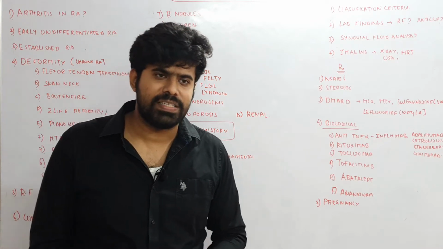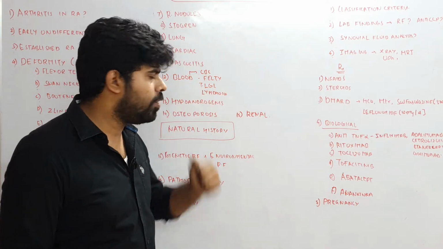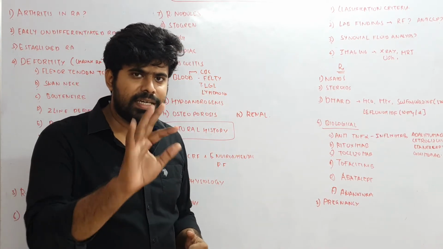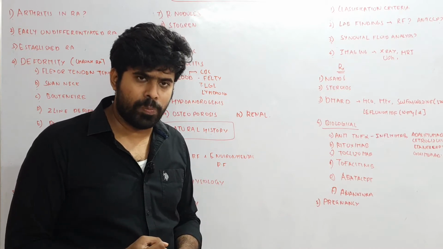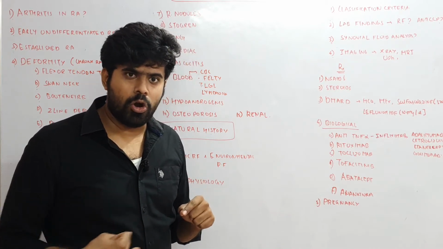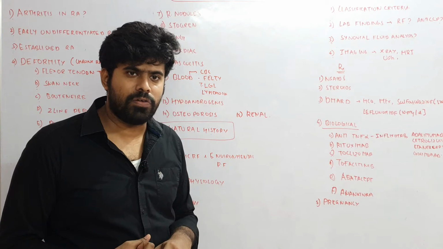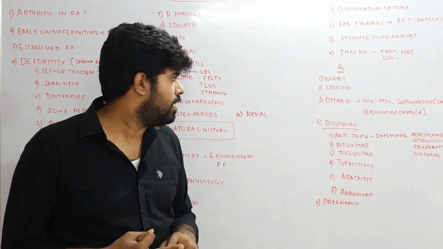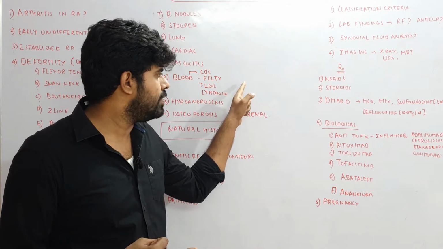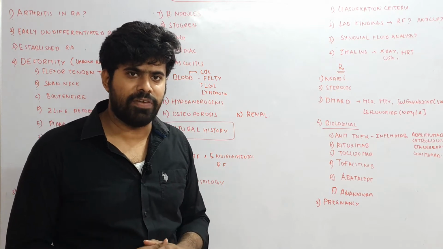Then there is a condition called Felty syndrome. What is Felty syndrome? It is a triad of neutropenia, pulmonary nodules and splenomegaly. It is a triad of these three findings.